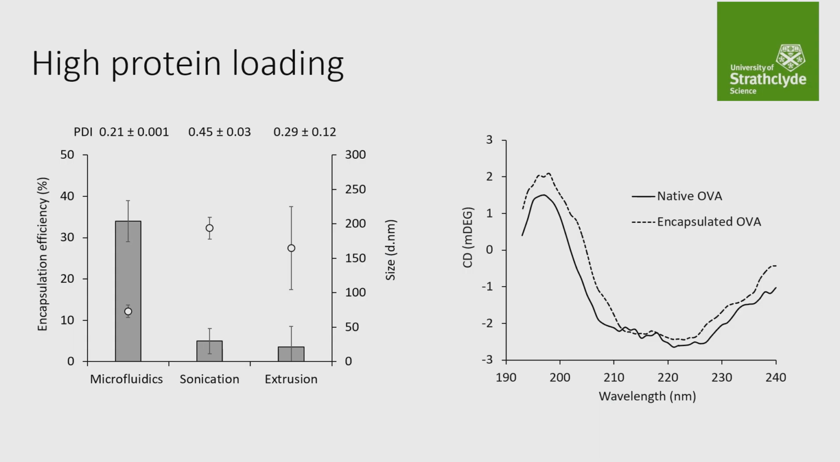And in terms of the protein stability, here we did some circular dichroism. So you're looking at ova native versus after it's been put through microfluidics, and we see the same structural spectrum. So the ova is nice and happy going through the microfluidics cartridge, which is always a concern. So we are able to encapsulate the protein without degradation or loss of conformation.